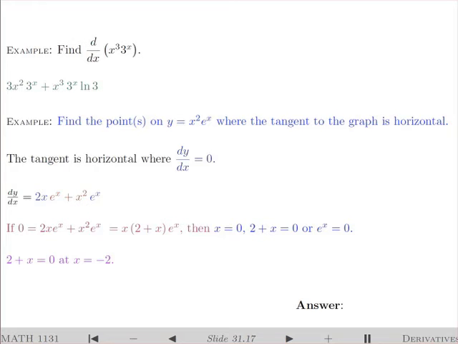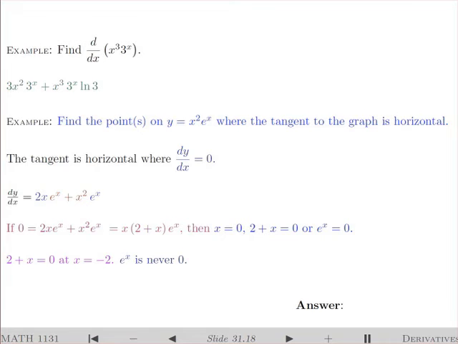If x is 0, I plug in 0 for x, find y. Same thing with 2 plus x. If 2 plus x is 0, then x is negative 2. E power x can never be 0. Exponentials with positive bases are always positive. So we really have just 2 points, x equals 0 and x equals negative 2.